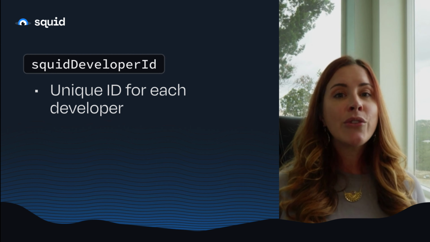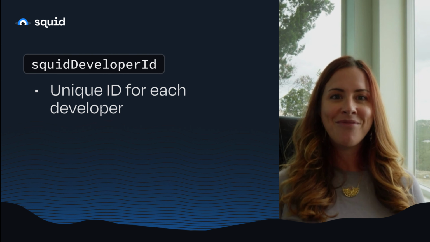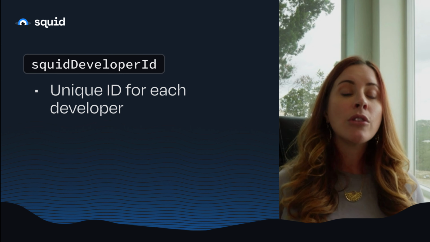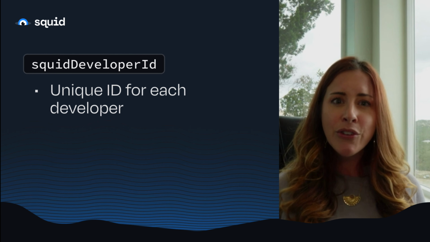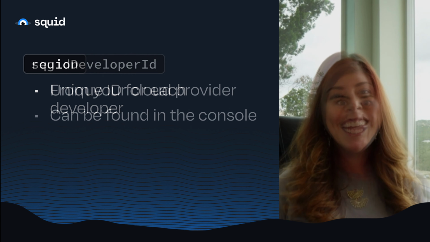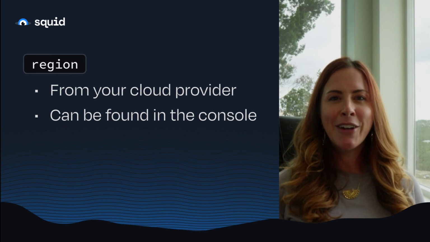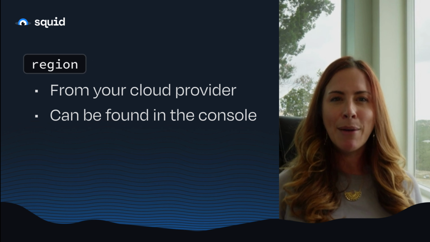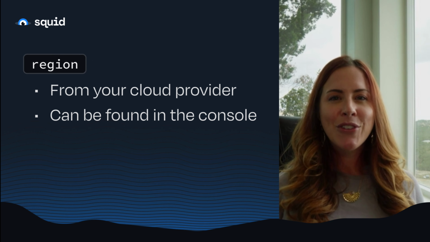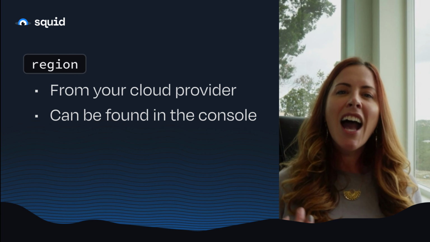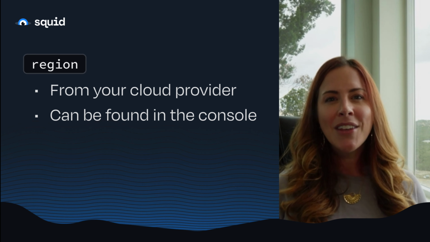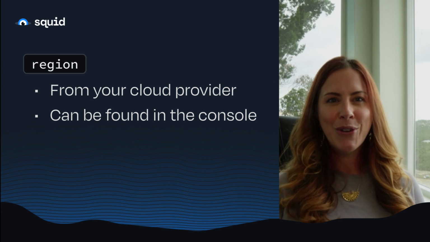Below your application ID in the console, you'll find your Squid developer ID. It's a unique user ID for each developer. Your Squid developer ID is for local development only and should be excluded from any deployed frontend. Your region is determined by the cloud provider and region that you selected when creating an application. Check the console to see your region. In this case, I've chosen US East AWS, but you can choose the region that best fits your app.